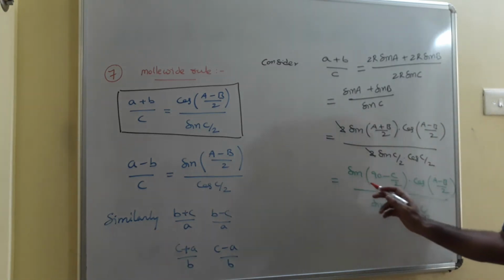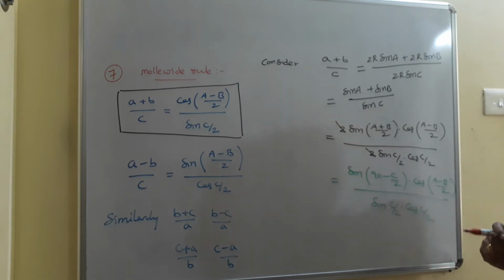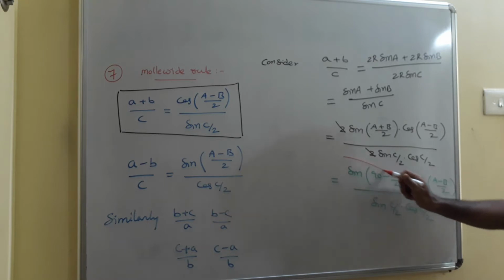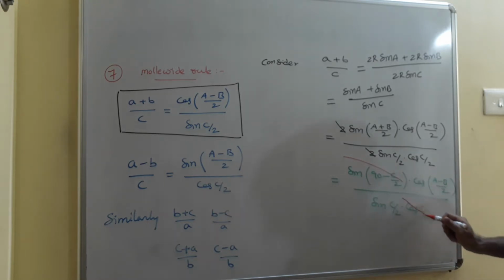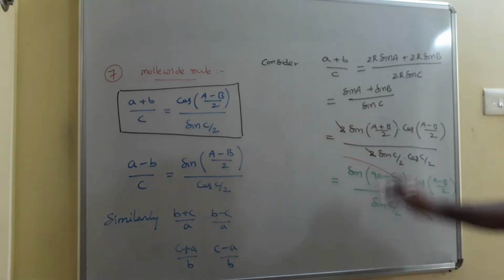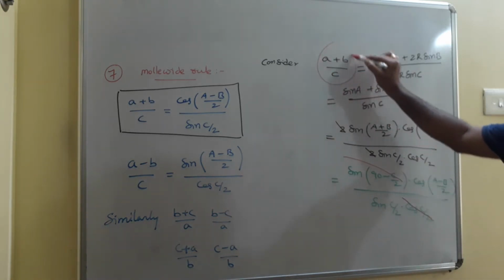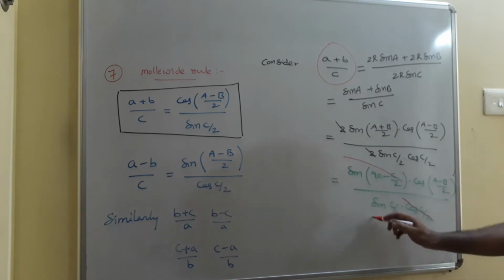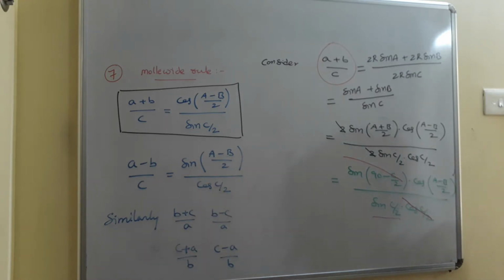And now, see, you just look there. This sin of (90 minus c by 2), sin of (90 minus theta) is cos theta. This sin of (90 minus c by 2) is cos c by 2, and this is also cos c by 2. Those two will get cancelled. And at the end, (a plus b) by c is equal to cos of (a minus b) by 2 divided by sin c by 2. Just have a look. This is called Mollweide's rule actually.